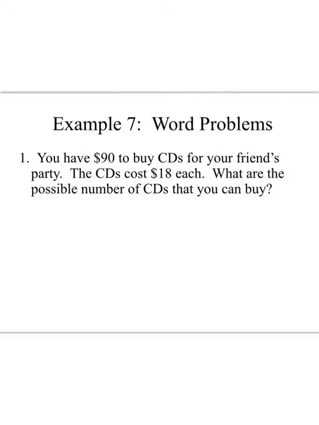Last example for today, our handy dandy word problem. So we have $90 to buy CDs. Not that you're going to buy CDs anymore, but you have $90 to buy music from the iTunes store. Okay, for the friend's party. The CDs cost $18 each. What are the possible number of CDs or songs, whatever you want to call it, that you can buy?